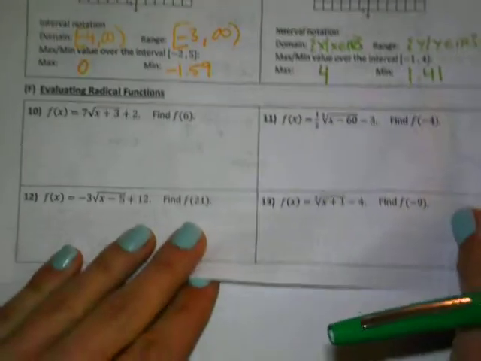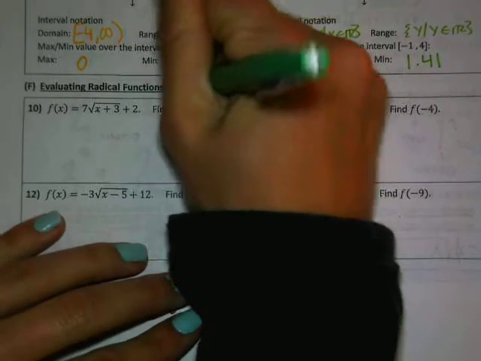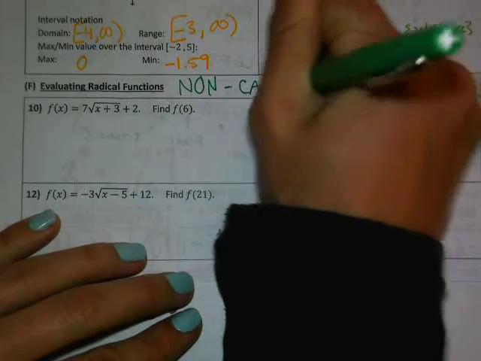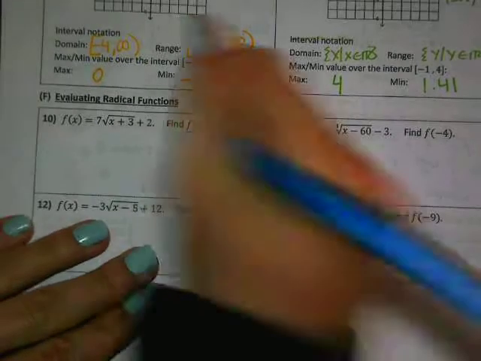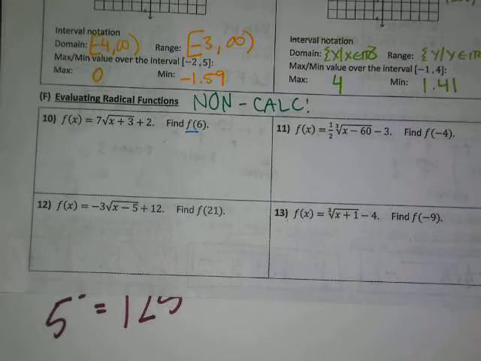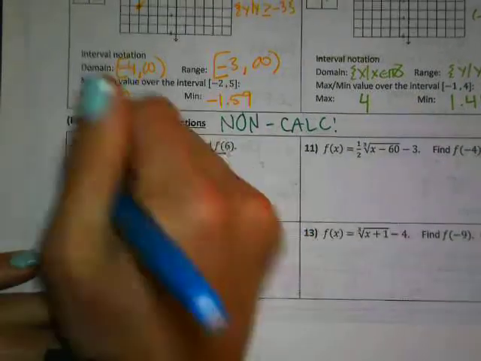All right, let's do this F part here real fast, and then we'll be done. Now, this part down here is non-calculator. Because otherwise you could just type it in. That'd be way too easy. All right, if I am asking you what is f of 6, what am I asking you to do? Plug in 6 for the x. Very good. So we're going to plug in 6 here.